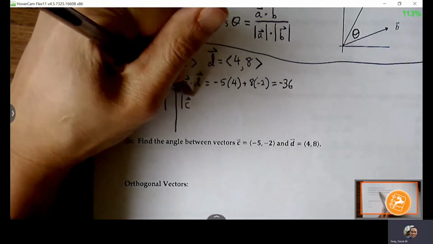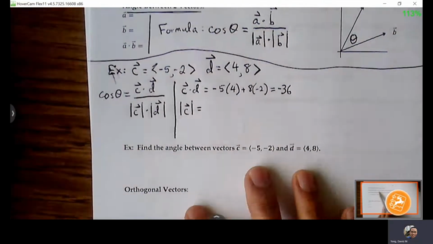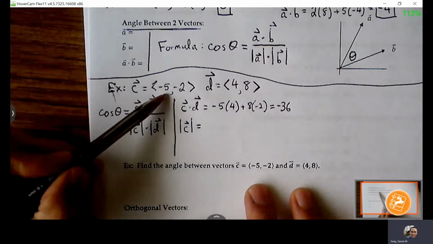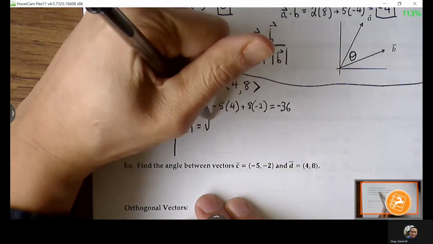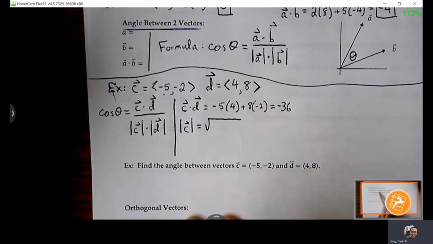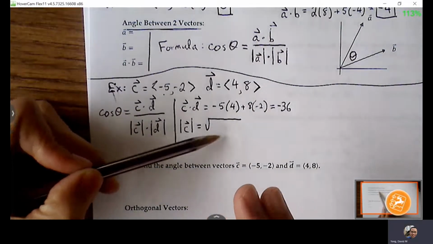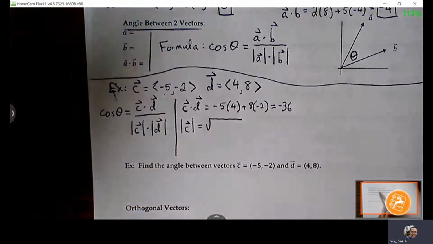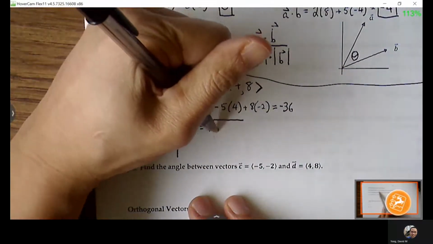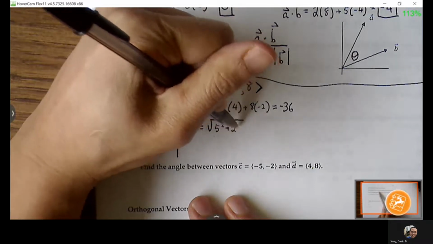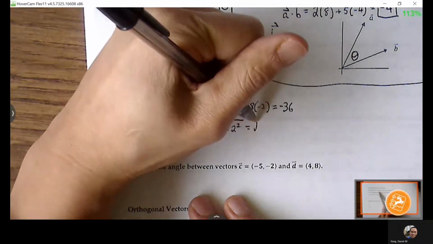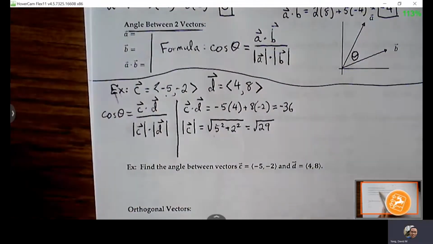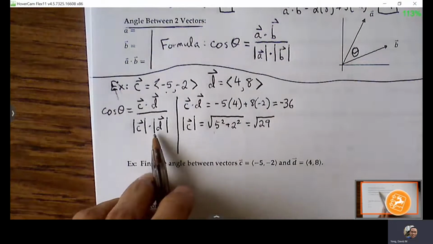The magnitude of vector C, that's just Pythagorean theorem, right? Square root of A squared plus B squared. And just understand that you can put all the negatives inside, but everything's being squared here, so really we can ignore the negatives because everything will just become positive. 25 plus 4 is 29. Okay, so now there's this last piece that we need, the magnitude of vector D.